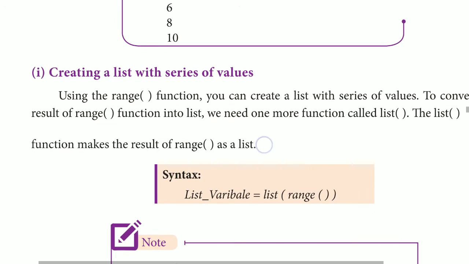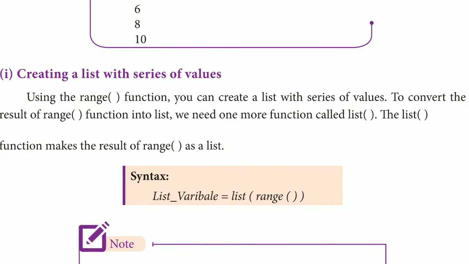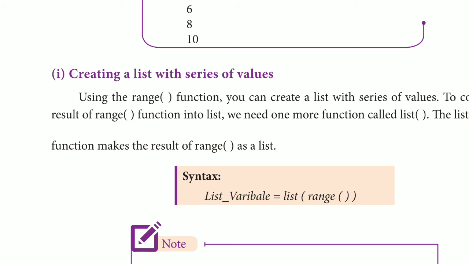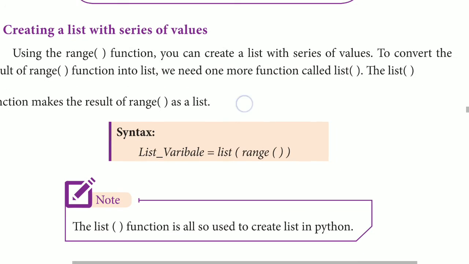To convert the result of the range function into a list, you need one more function, which is called list. This list function will make the result of the range function a list. So you need a specialized function known as list, which will convert the output of the range function into a list. We'll see this example.